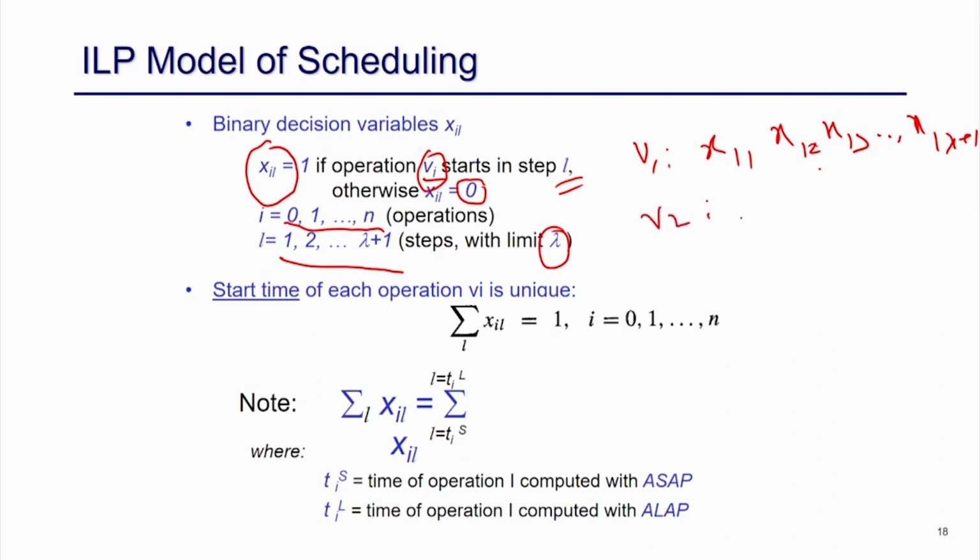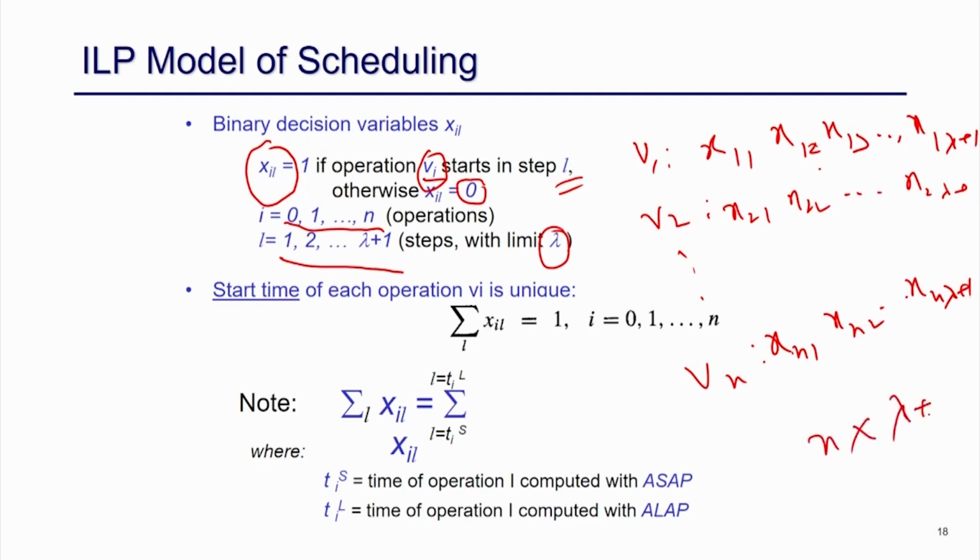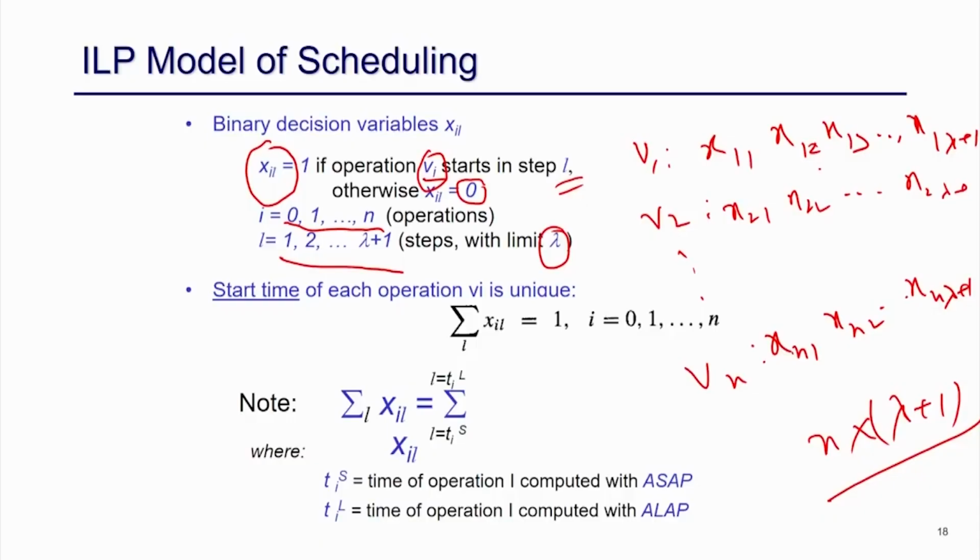So I have this number of variables for operation v 1. Similarly, for v 2 I will have variables x 2 1, x 2 2 up to x 2 lambda plus 1. In this way, for v n, x n 1, x n 2 up to x n lambda plus 1. So these are the possible variables, n into lambda plus 1 in number. Each is 0 unless that particular operation is scheduled at that time step. We have to find out the values of these variables.